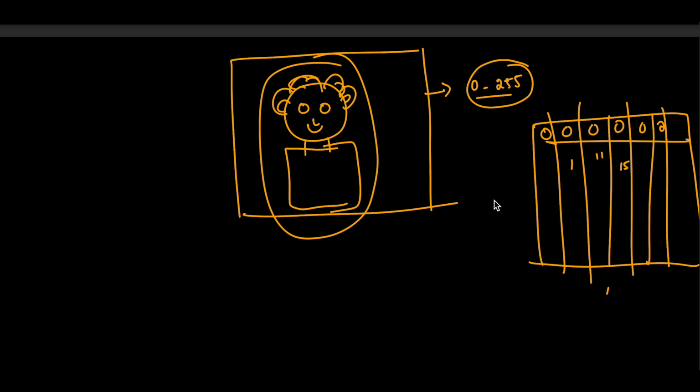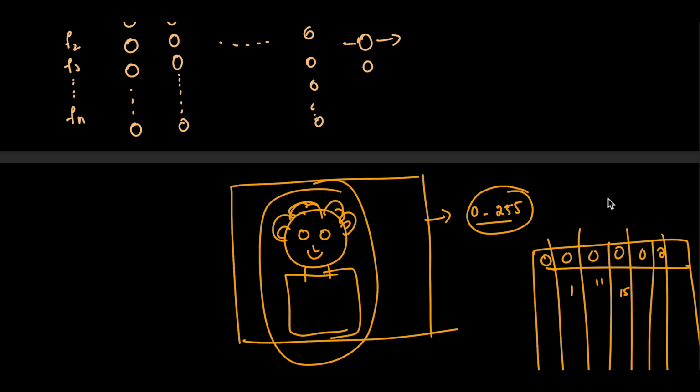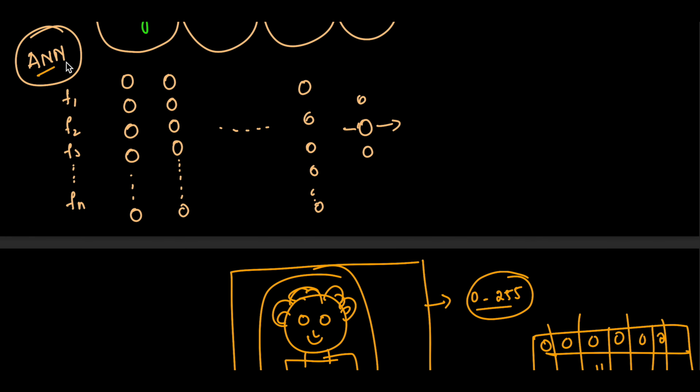That means if we are dealing with an image, you are simply dealing with these numbers. Instead of these features, now we'll be having these numbers. That is the only difference. That means we can simply use this ANN for images as well. But do you guys see any problem with this? The main problem is that images are of varying sizes.